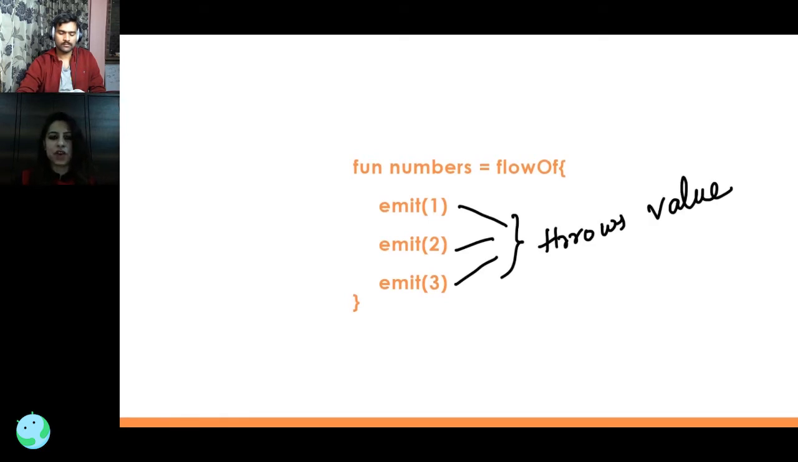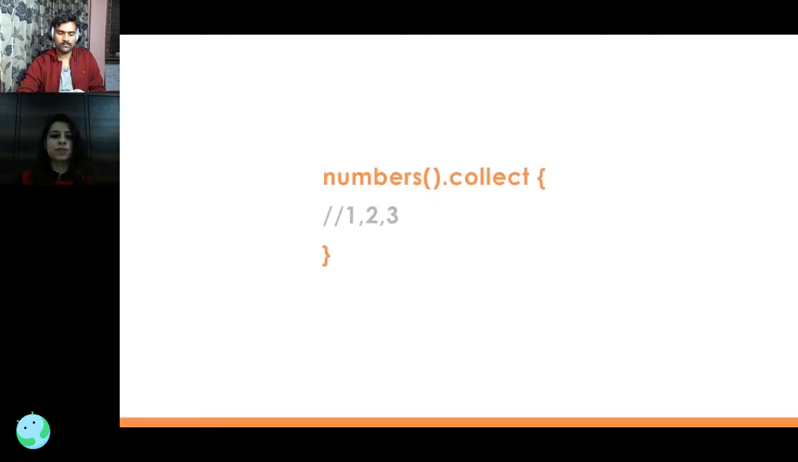Then we have this emit function to basically send the values to the consumers who are consuming those values. And as we discussed, because flows are cold, they won't produce values until someone subscribes, or in flow language, until a terminal operator is called. Terminal operators are just suspending functions that start the collection of the flow. Here you can see we have used collect, which collects values from a flow and executes an action with each item. And we have some other operators also if you want to check, like reduce, first, etc.